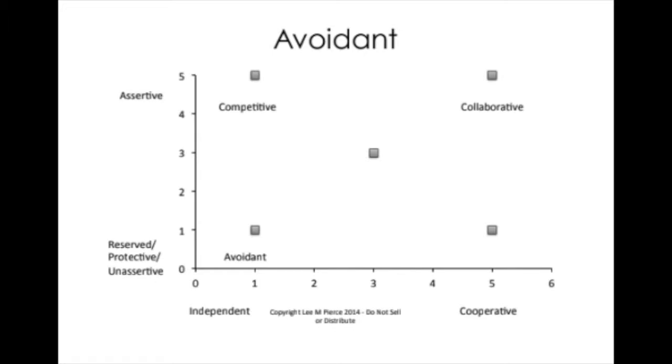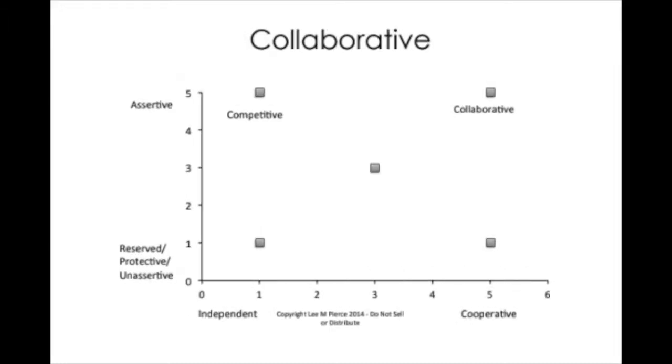Moving on to avoiding, this indicates a low concern for self and a low concern for others. This can be seen when you get a bad grade and you refrain from telling your mom because you know that will upset her, causing tension between you two.